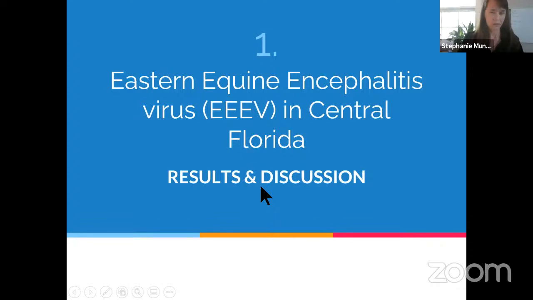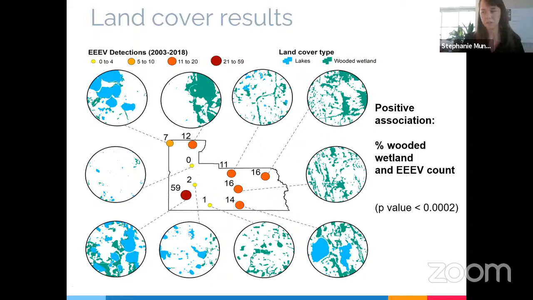So looking at the results. First, in the land cover analysis, I found that EEE detection was positively associated with just percent wooded wetland, and that was significant. And things like the patch size of the wooded wetland were not important in determining how often EEE was detected at a site.